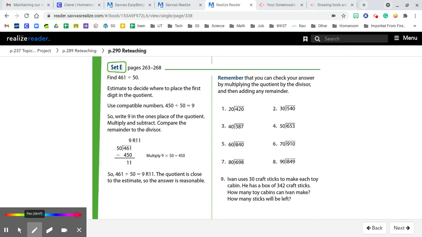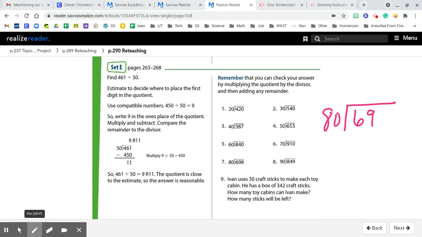And let's see. Number 7, 80 goes into 698. We know we're going to wind up with a 1-digit answer on this one and definitely a remainder. So how many times can we get 8? 80 times 8 is 64. And so that one's simply 8 with a remainder of 58.